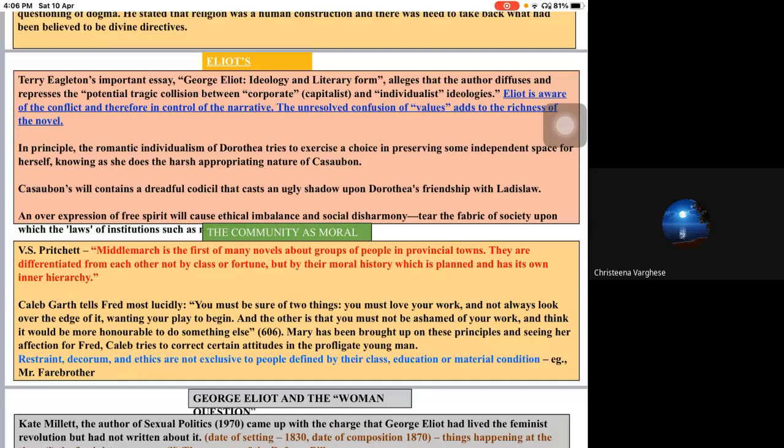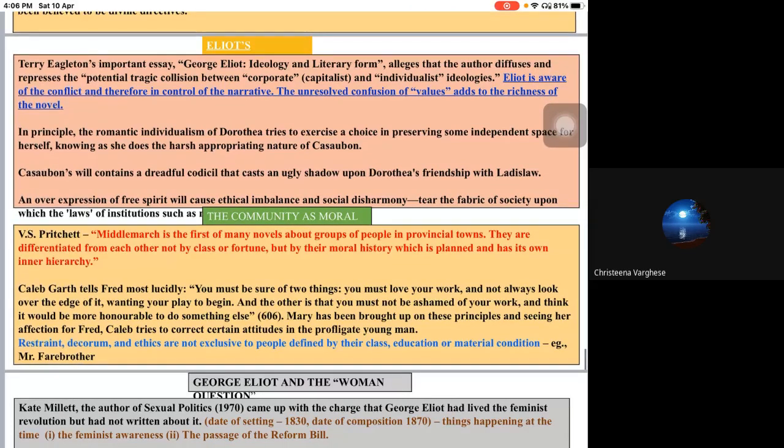So restraint, decorum, and ethics are not exclusive to people defined by class, education, or material condition. Example, Mr. Fairbrother. He is also someone who was in love with Mary, but when he realizes Fred is also giving her attention, he gracefully moves back.